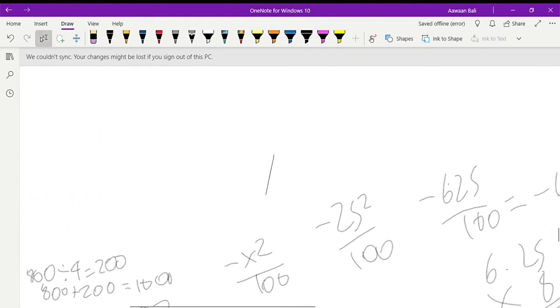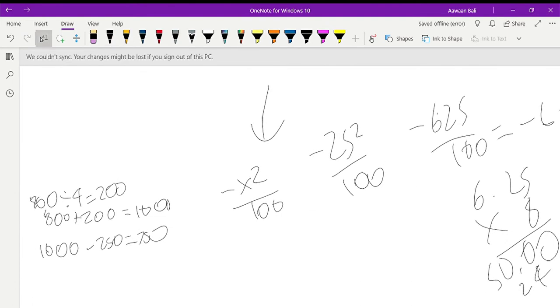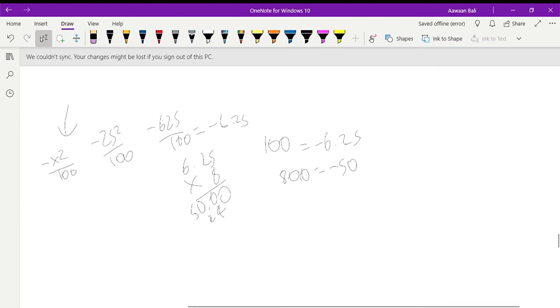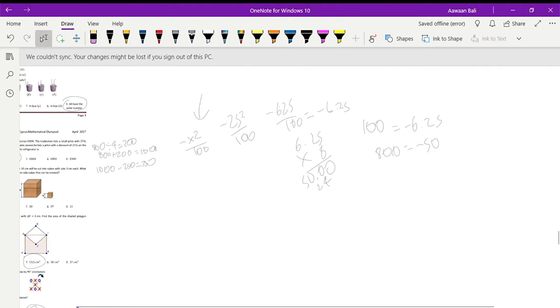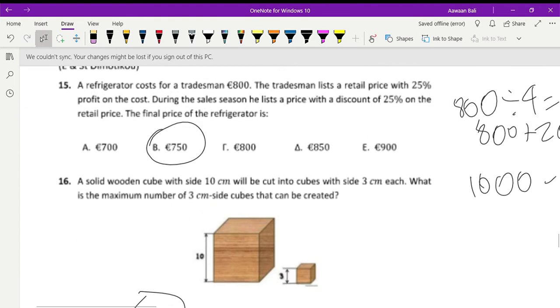So with this equation, we just basically found how much discount there would be in the next price. So now it's minus €50. So €800 minus €50 is €750. It's €750, which means that the answer is €750 again, and the answer is beta.